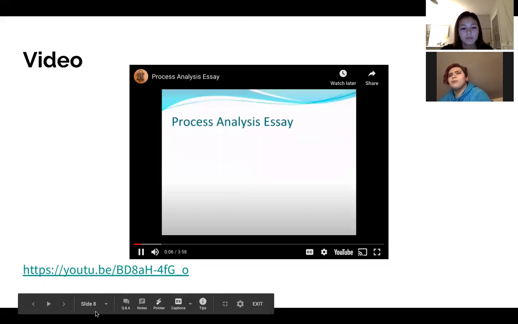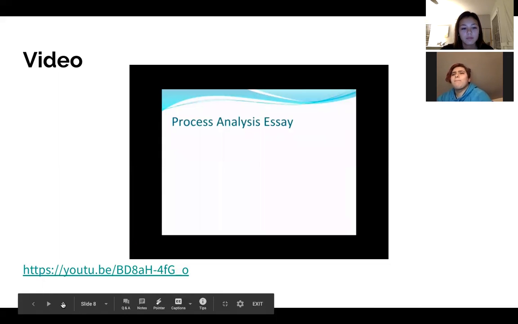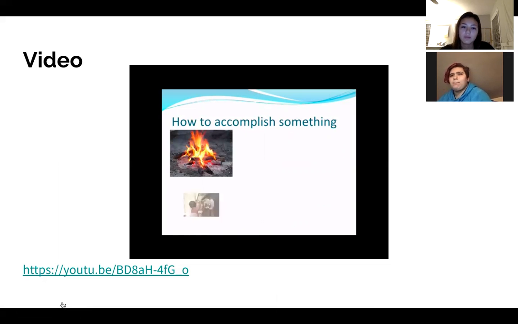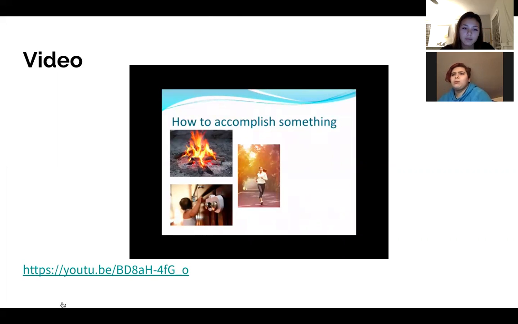For those of you unfamiliar with the term process analysis, you can also think of it as a how-to article. You have two options to choose from. You may write about how to accomplish a task or about how an event or phenomenon happened. Topics for how to accomplish something could include how to build a campfire, how to baby-proof a house, or how to become a better runner. All of these topics can include some kind of physical work. However, mental tasks, such as how to become a better friend, are also appropriate.